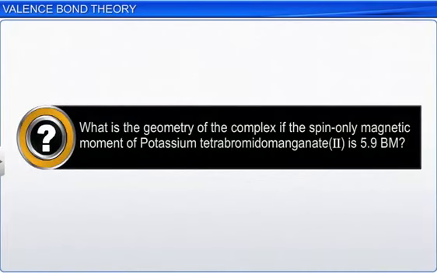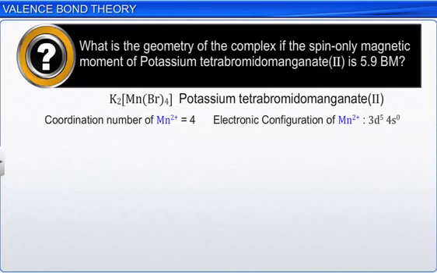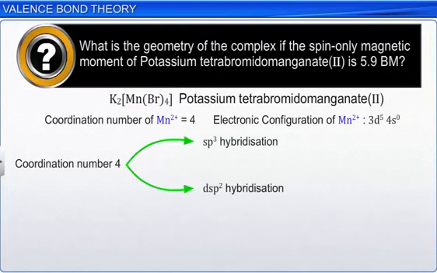Here is a question for you. What is the geometry of the complex if the spin-only magnetic moment of potassium tetrabromidomanganate(II) is 5.9 Bohr magnetons? The coordination number of the Mn+2 ion in the given complex is 4. Hence, it may either undergo sp3 or dsp2 hybridization, and may have either tetrahedral or square planar geometry.